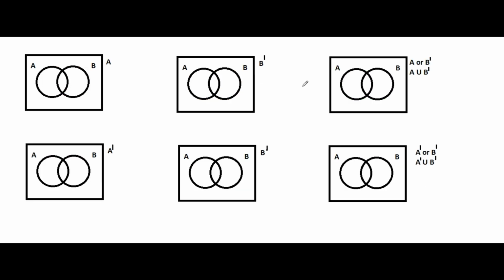All right, what I need you to notice here is that if it's or, that means we're going to shade everything. But if it's and, then we check where we have got common shading. Because and means both, so that is exactly what we're going to do. But if it's or, then we shade everything that is shaded.